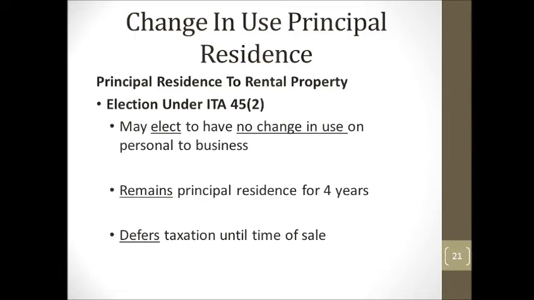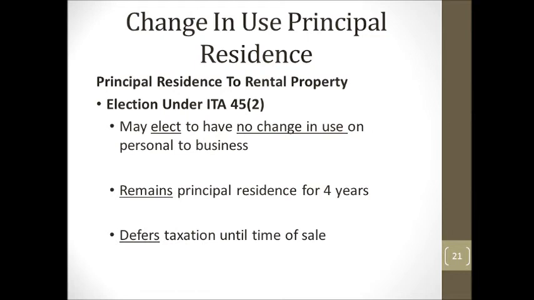On the next slide now, let's talk about an election that is discussed with respect to subsection 45(2). This election is often considered when a taxpayer changes the use of his or her principal residence from being used as a home into, let's say, a rental property. This election, if made, would allow the taxpayer to continue to designate this property as a principal residence for up to 4 additional years, even though it's being used as a rental property.